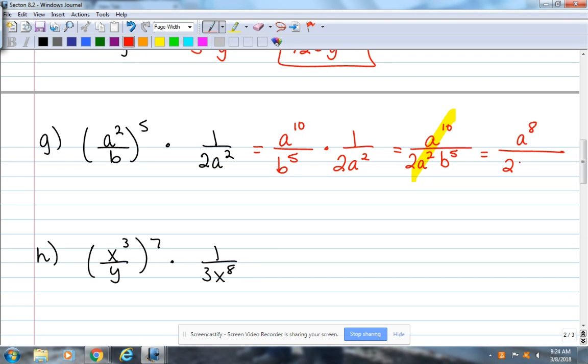And then we have a 2, b to the 5th staying on bottom. You know you're done when you have no like bases and your numbers are simplified. And we don't have anything in the numerator besides a 1, so we're good. So you're done when you have all different bases and your fraction is reduced.